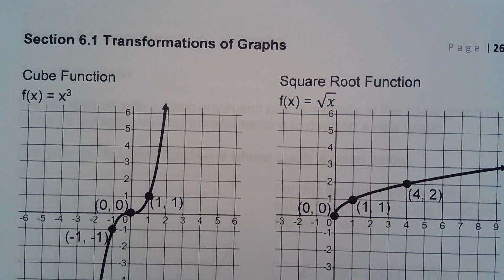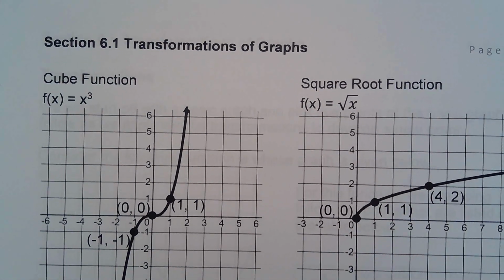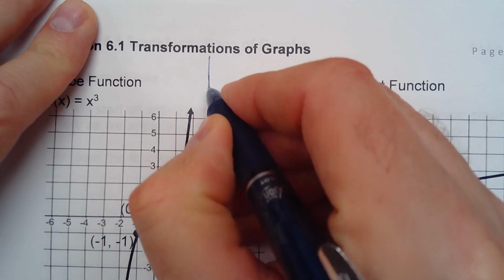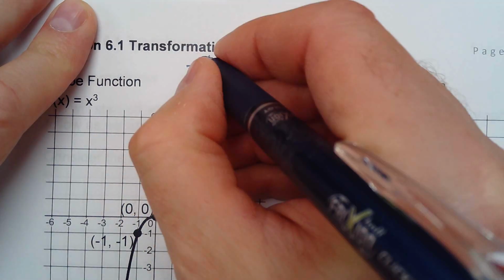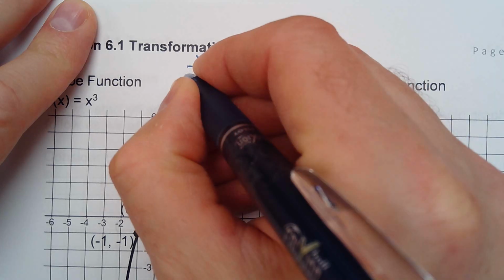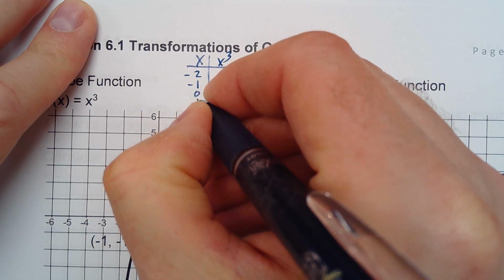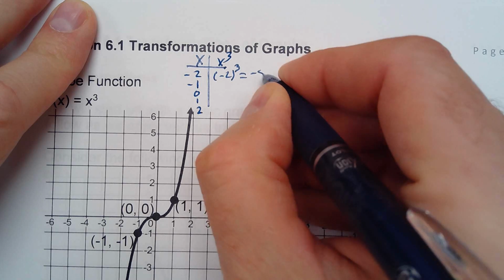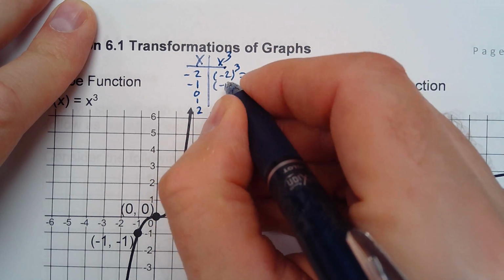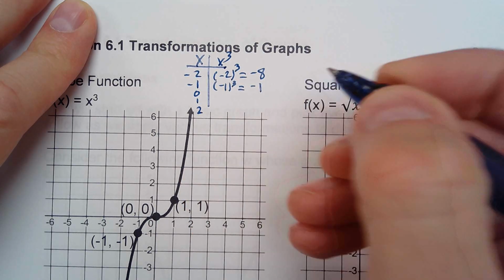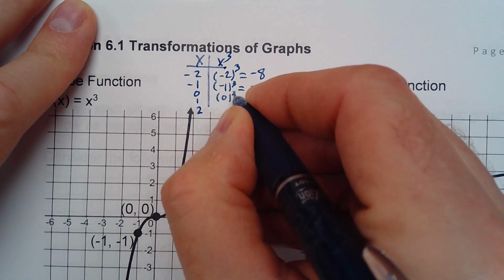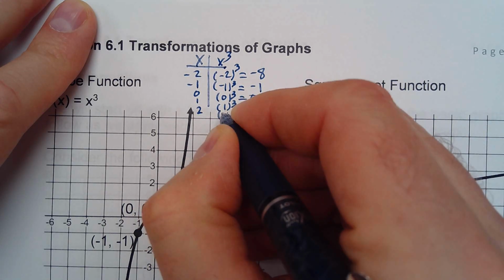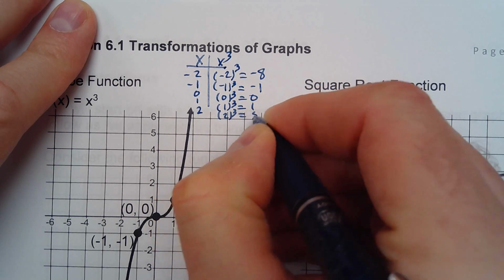And the next function we're going to look at is the cube function. So now we're cubing our values. So again, if I were to do my little table here, if I cube -2, that gives me -8. If I cube -1, that gives me -1. If I cube 0, 0. If I cube 1, that's 1. And if I cube 2, that gives me 8.